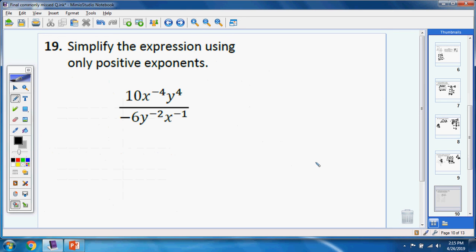All right, number 19. A few ways that I taught you how to do this. First way was to think about your coefficients separately. So these behave like normal. So a positive divided by a negative is going to be a negative answer. 10 and 6 can both be divided by 2. So I have negative 5 over 3. The coefficients are different than x's. A negative sign is not the same thing as a negative exponent.